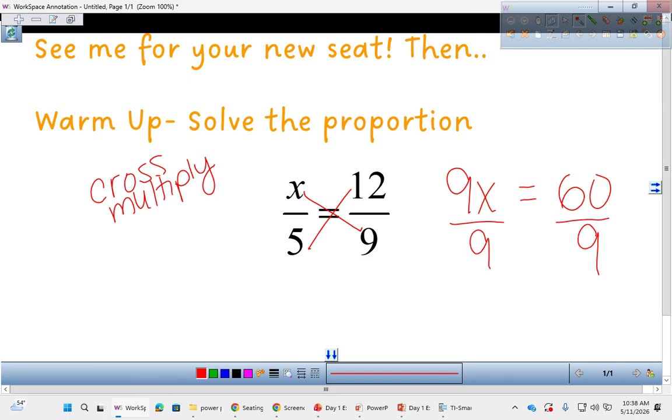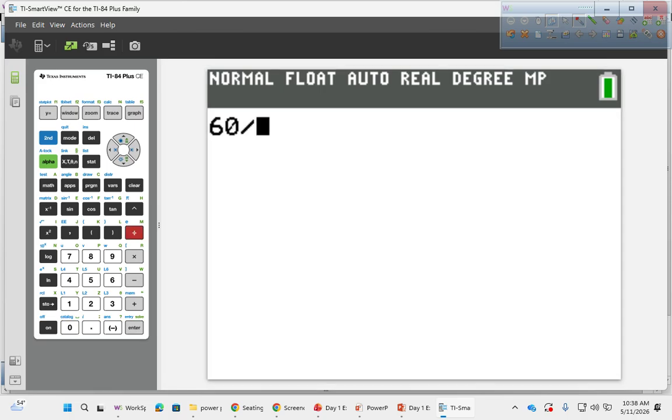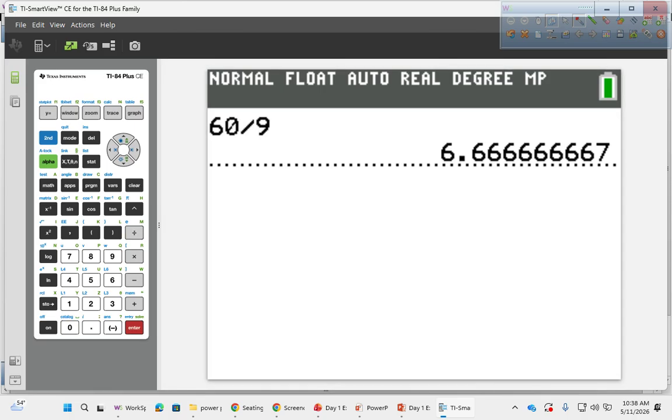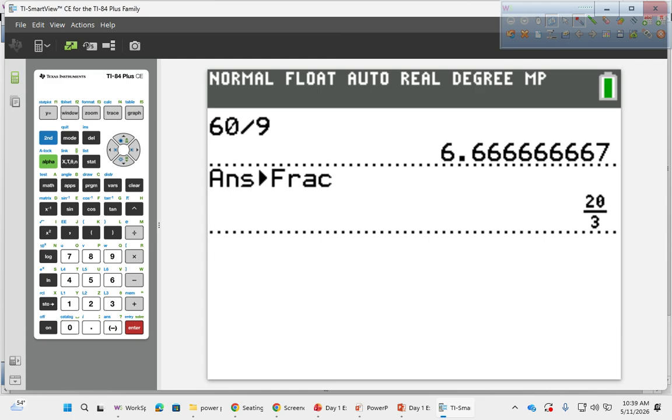All right? And 60 divided by 9 is not something that works out nicely. So I'm going to do it in my calculator. If it's a repeating decimal, you can't write it like that. So you're going to use a lot of the simplifying the math button in the calculator here. And so I'm going to math, enter, enter, and that's 20 over 3.